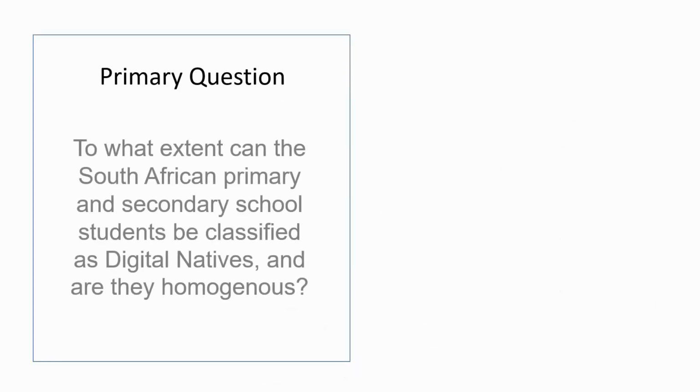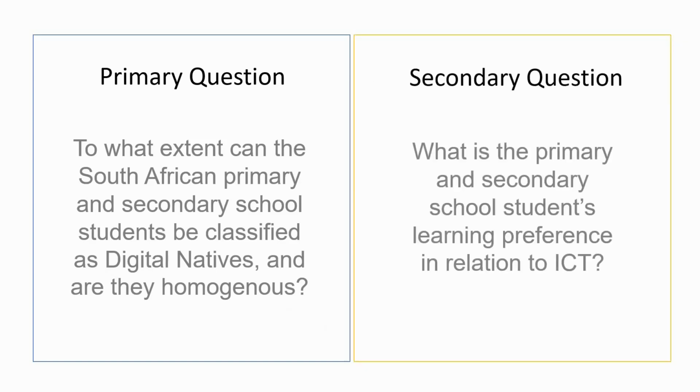Based on our description of the problem and what we would like to achieve, we create primary and secondary research questions in order for us to address our research problem. So our primary question is: to what extent can the South African primary and secondary school student be classified as digital natives, and are they homogeneous, i.e. are all of them the same? And our secondary question is, what is the primary and secondary school students' learning preference in relation to ICT?